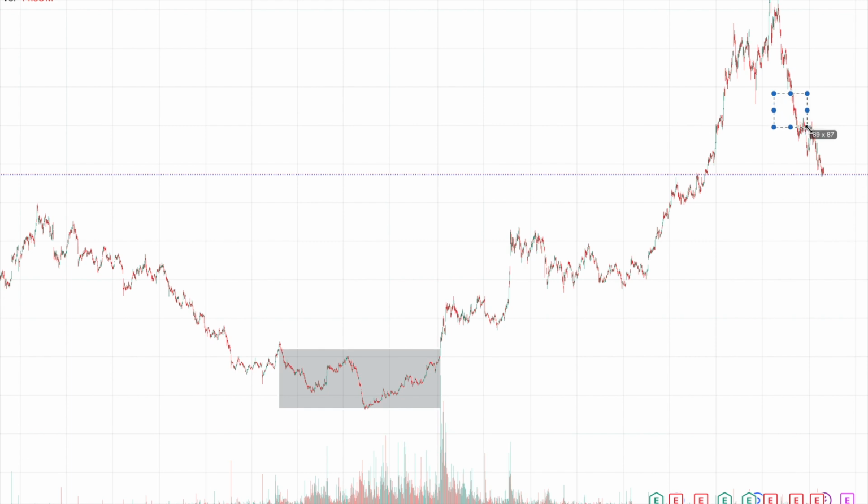So let's talk about stage 4. It's the last stage. After moving back and forth in a neutral trading range, a stock eventually breaks below the bottom of its support zone, which is this area.